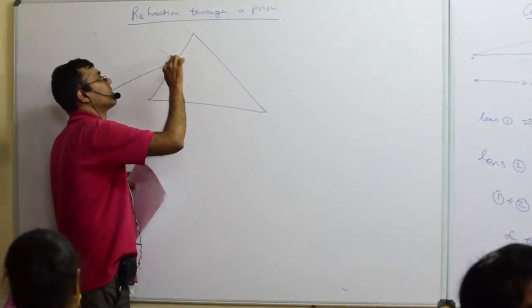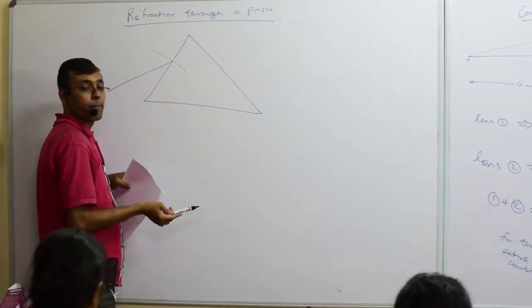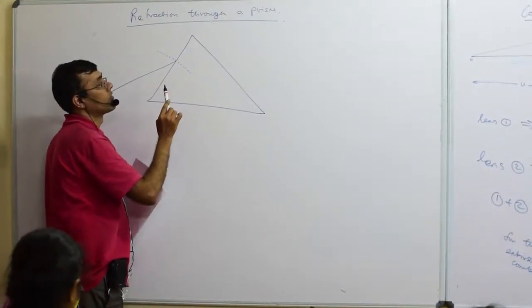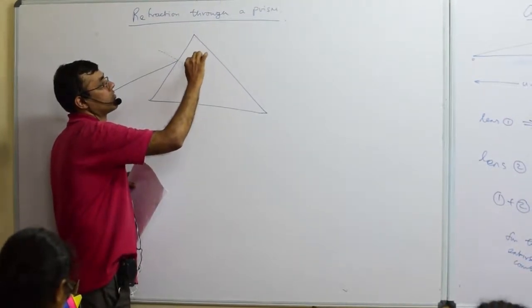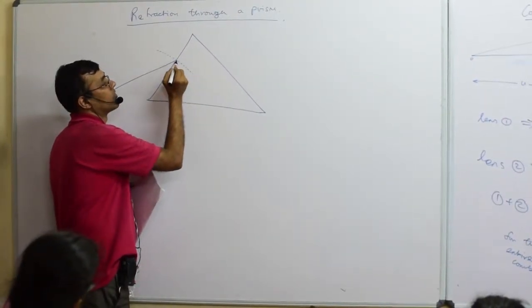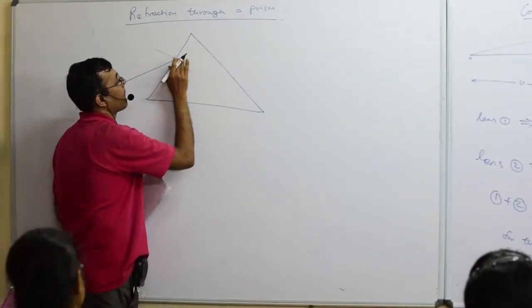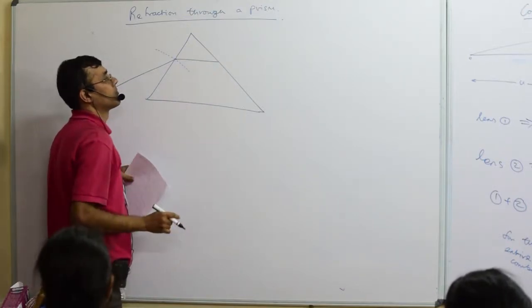So look at this. What is that? Normal, okay? So rarer to denser. So towards the normal or away from the normal? Towards the normal. So instead of going straight like this, it's going to go towards the normal. So it will go something like this. Instead of going like this, it will go like this.